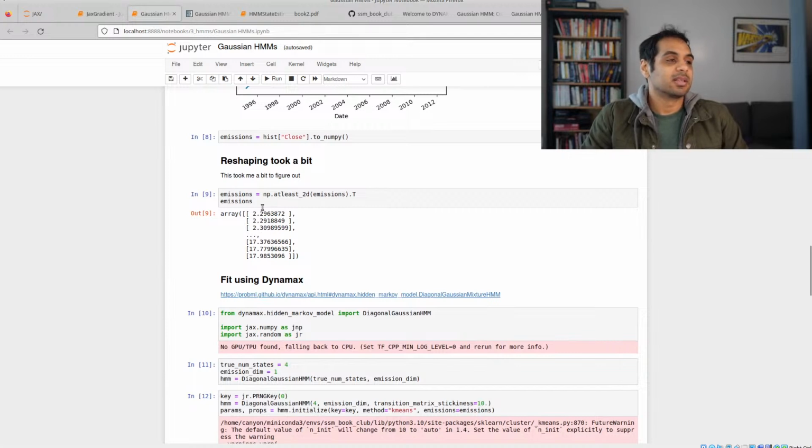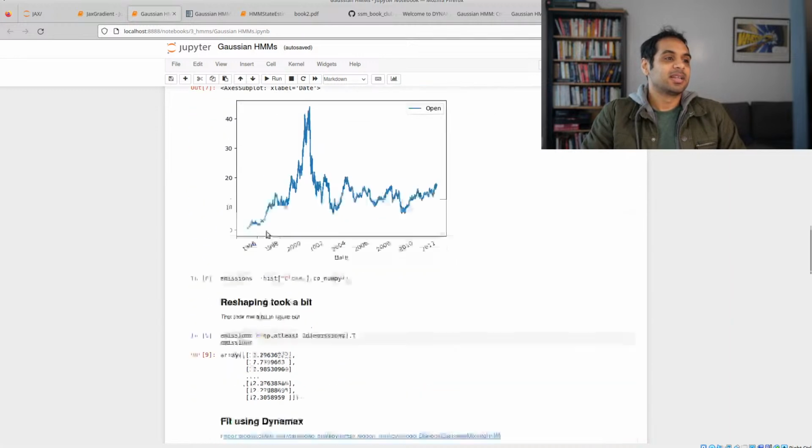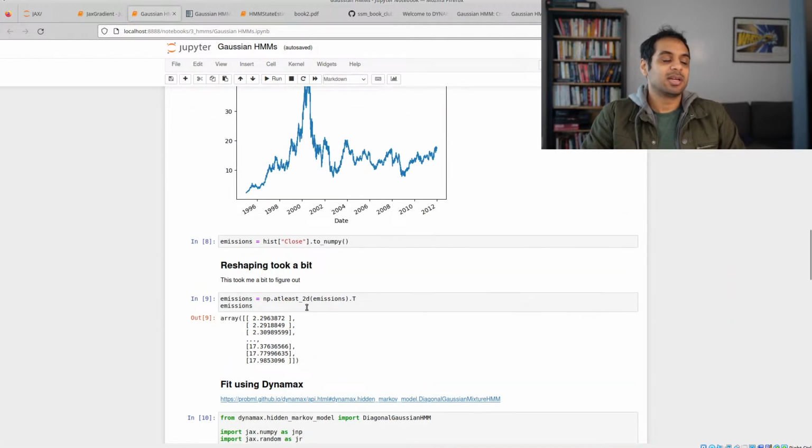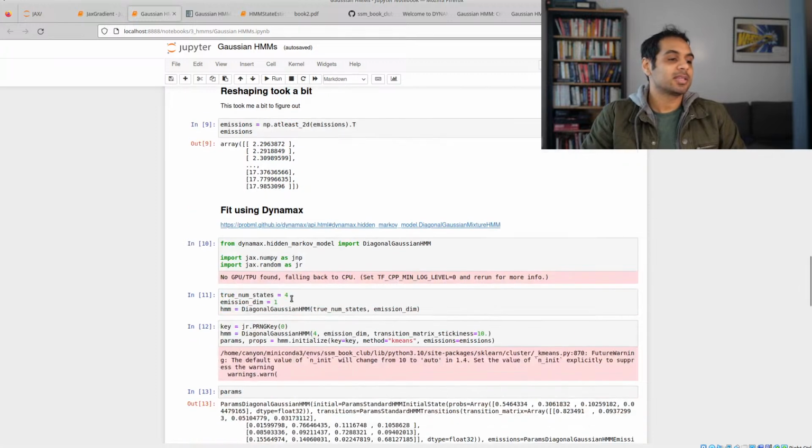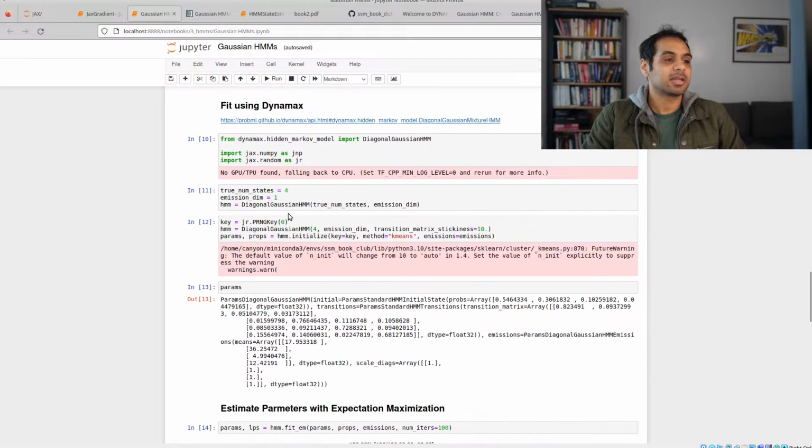This one took me an embarrassingly long time to figure out, and I had to go into the code and debug it. You have to convert Dynamax representation from just a straight 1D series to an n by 1 series, and then n by 1 by 1, I believe. So it looks like this. You have each observation in its own vector, and then you have a vector of those observations. Once you get this, then it's a cinch to stick into Dynamax.